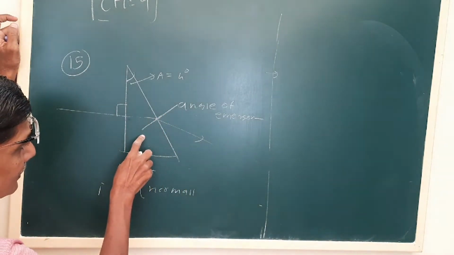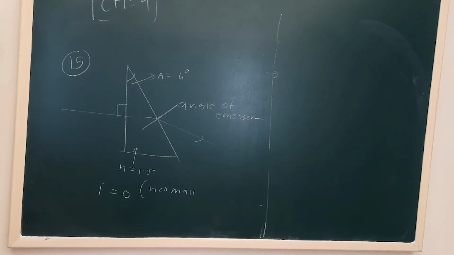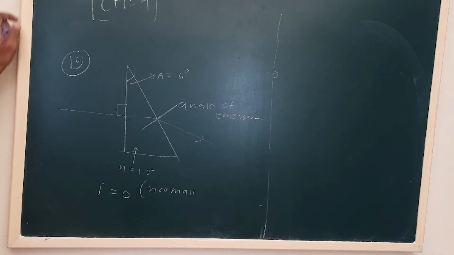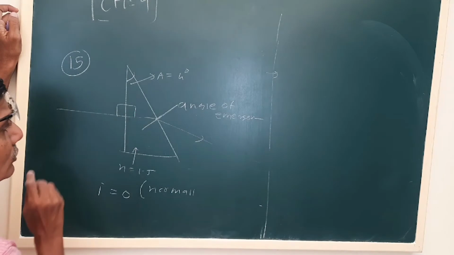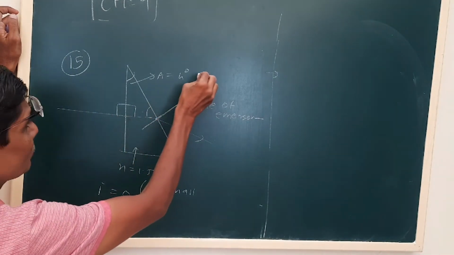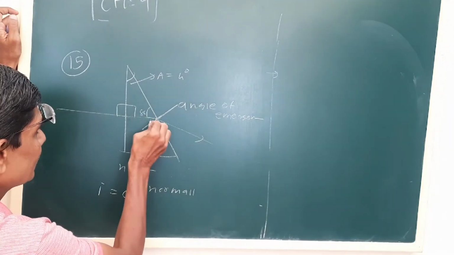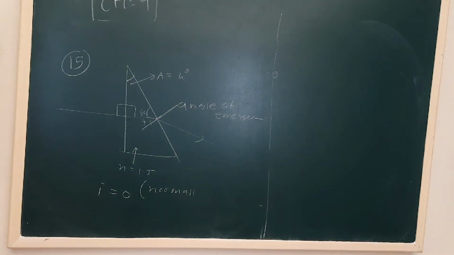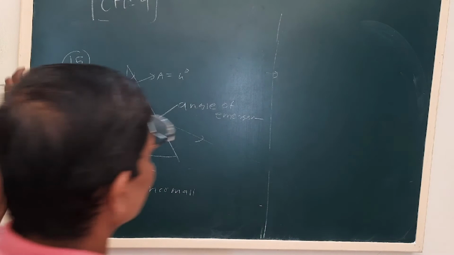When it travels from a denser to a rarer medium, it moves away from the normal. Now, see, this is 90 degree. This also will be 90. This will be 86, 90 minus 4. And this will be 4, again by the angle sum property. Okay, now use Snell's law.